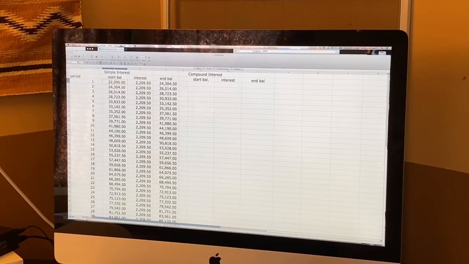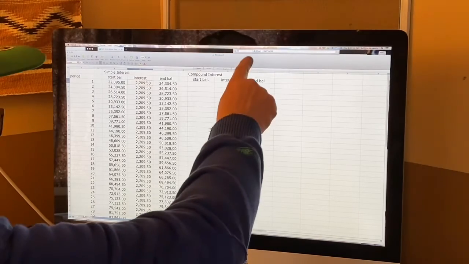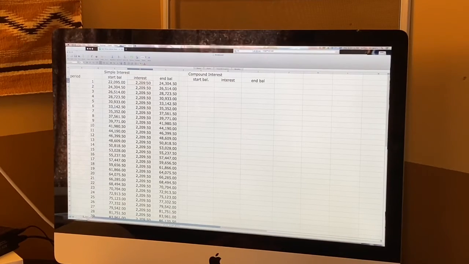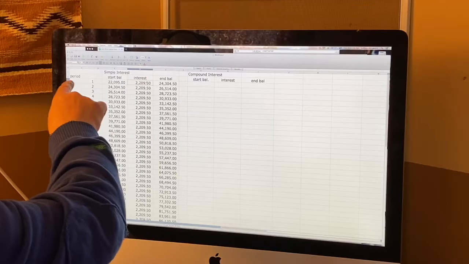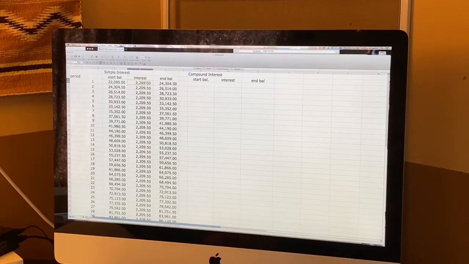$22,095 is what they put in as their starting balance. Over here, what I've done is, if you can see, you can't see it right there, but it says take $C$3 and multiply it by 10%. C3 is the C column and the third row. The $ sign means keep going back to that C3, and get your interest at 22,095 times 10%.